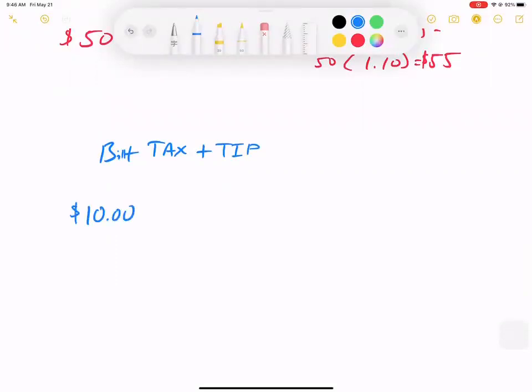How much do you think your friends will put down for tax and tip? Because you know they're all good at math, right? They'll put like $1. Here's $11. Keep the change.